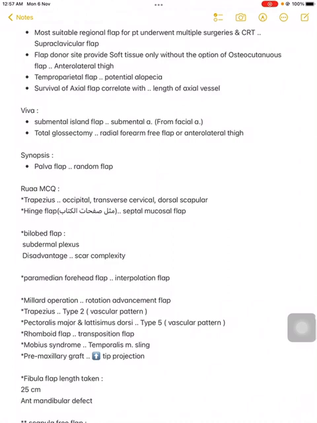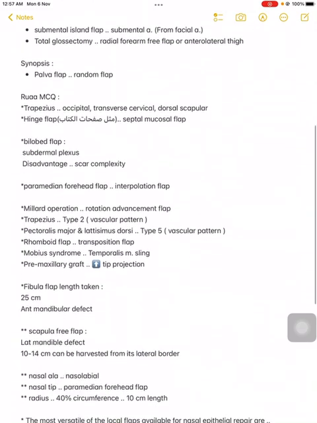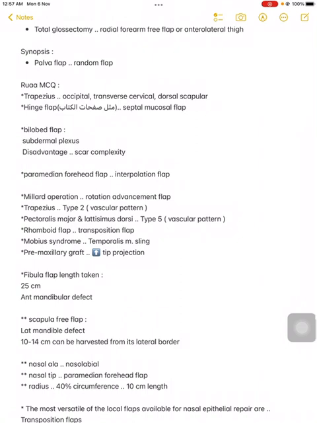Paramedian forehead flap is a type of interpolation flap. Millard operation, rotation advancement flap. The vascular pattern of trapezius is type 2, and pectoralis major and latissimus dorsi type 5. The rhomboid flap is a type of transposition flap. Mobius syndrome, we use for reconstruction temporalis muscle sling. The benefit of premaxillary graft is increasing tip projection.